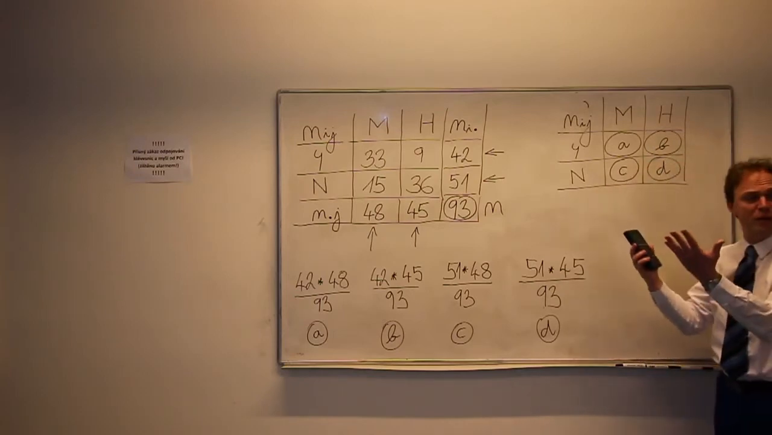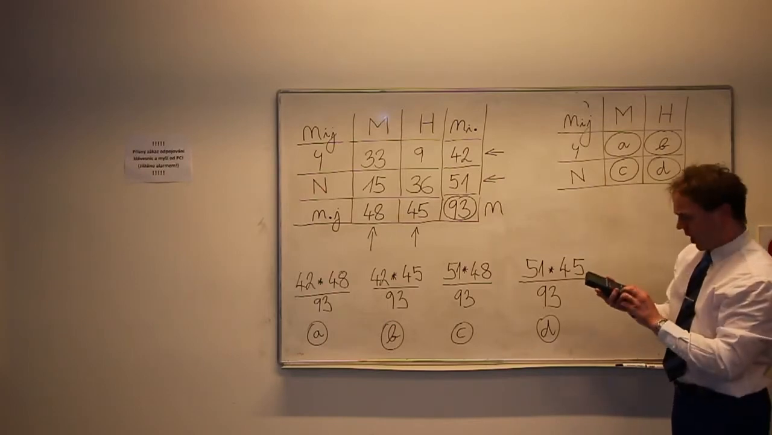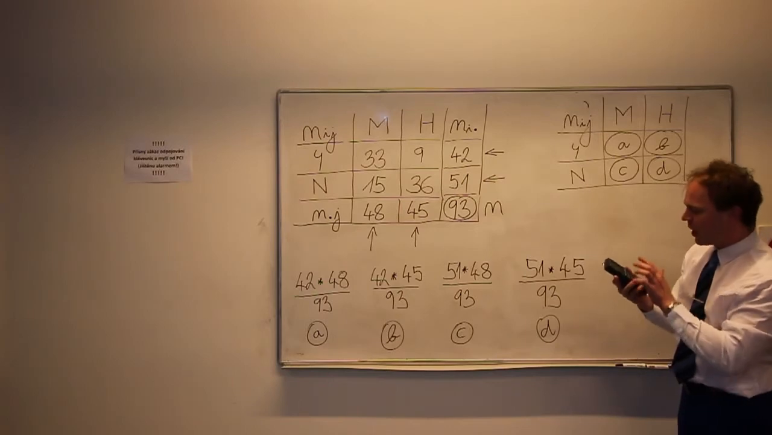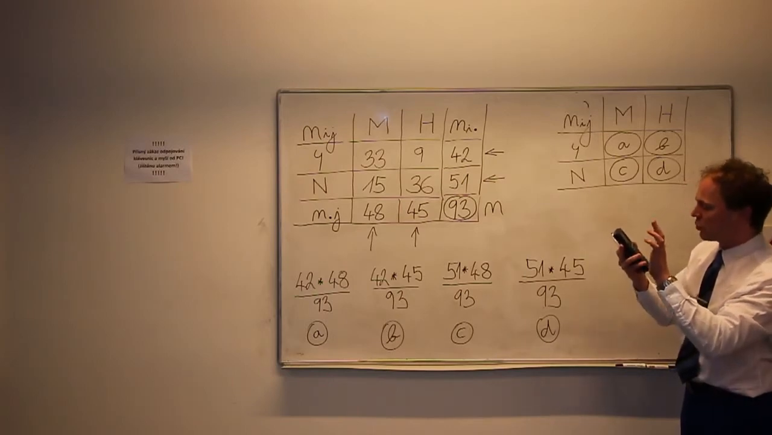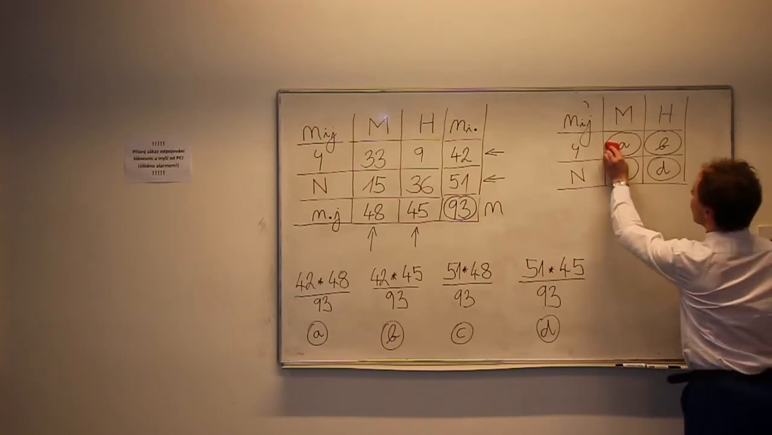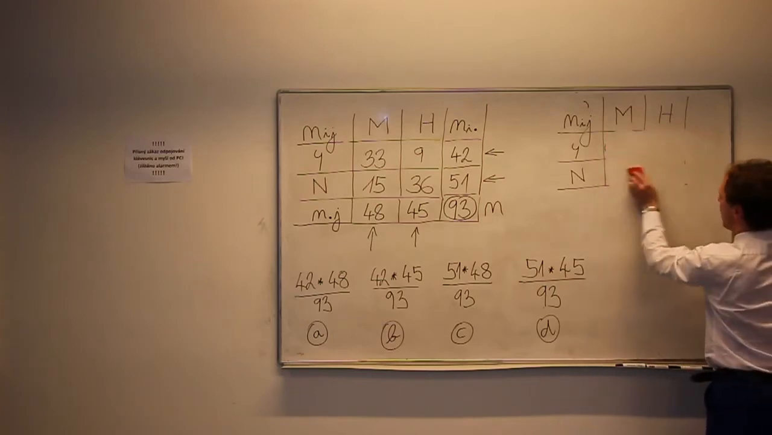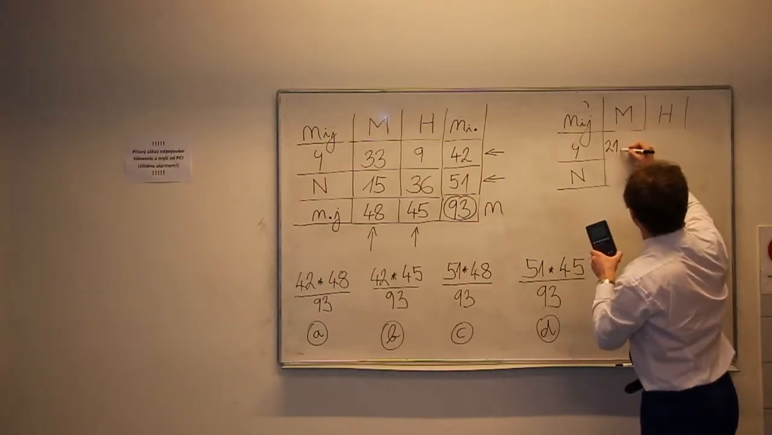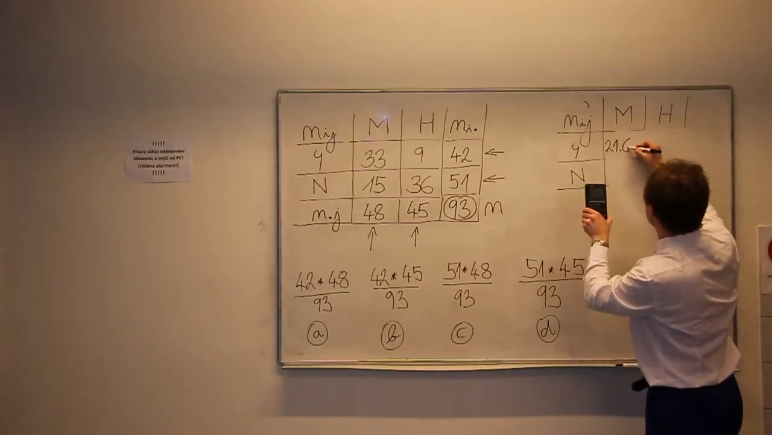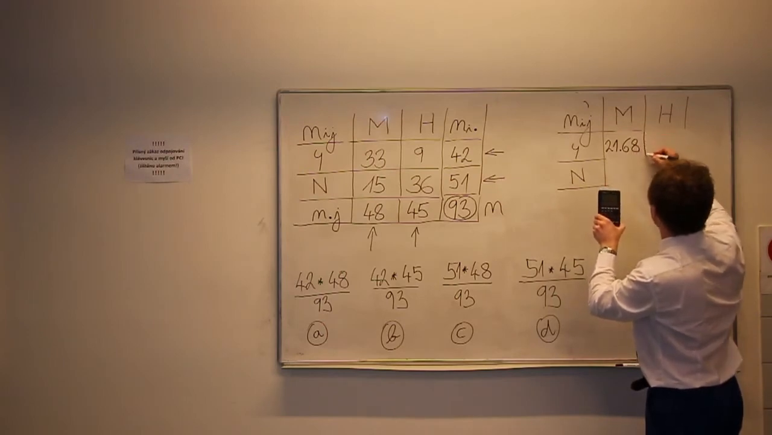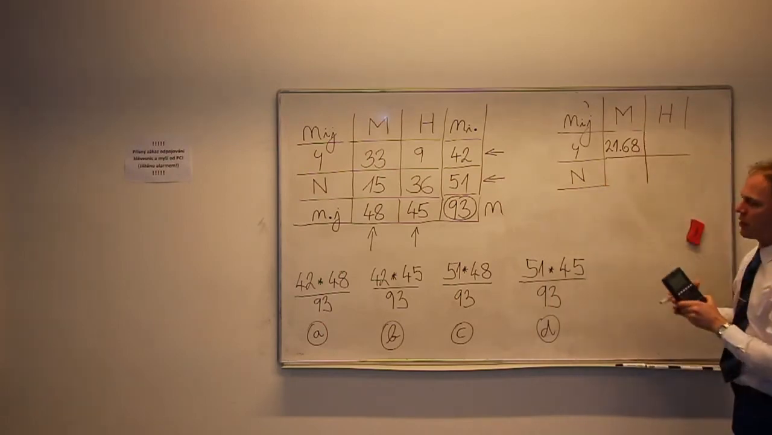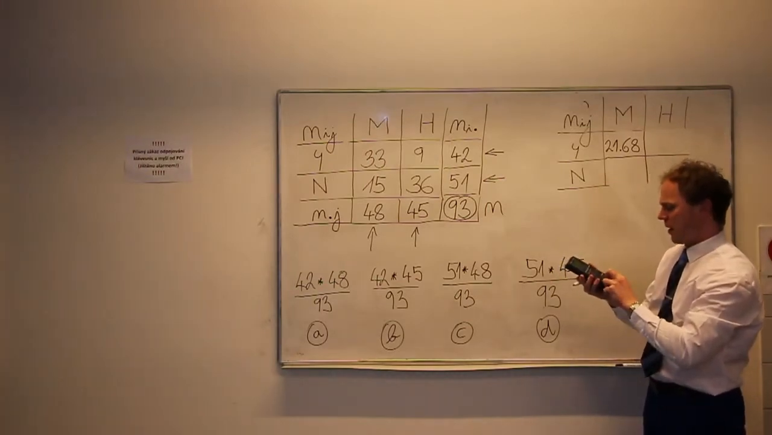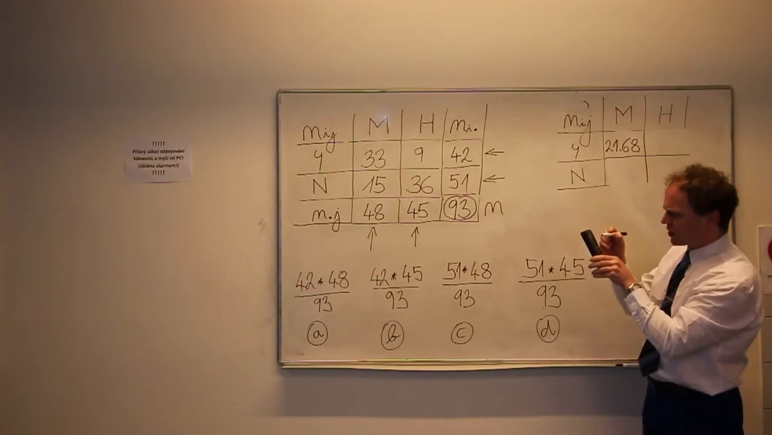And I will solve this right now. 42 times 48 divided by 93. I will use only two decimals. So 21.68. Okay, and we can continue with another result. 42 times 45 divided by 93 is 20.32.